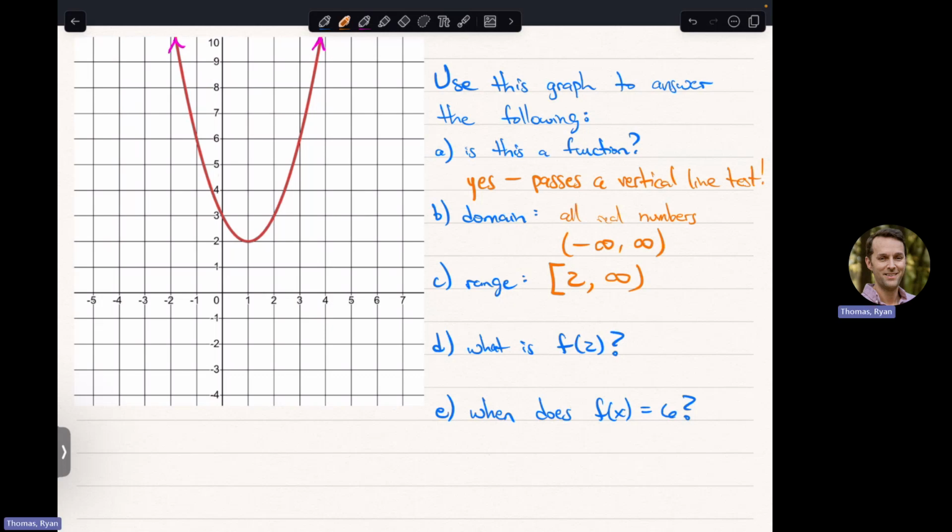Okay, now evaluating the function. What is f of 2? 2 here is the input or the x value. So what I want to do then is go find x equals 2. There it is. And again, imagine myself standing there and looking for where the function passes through that point. When x is 2, I see the point (2, 3) on the graph. So the y value that goes with it is 3. f of 2 then is 3.